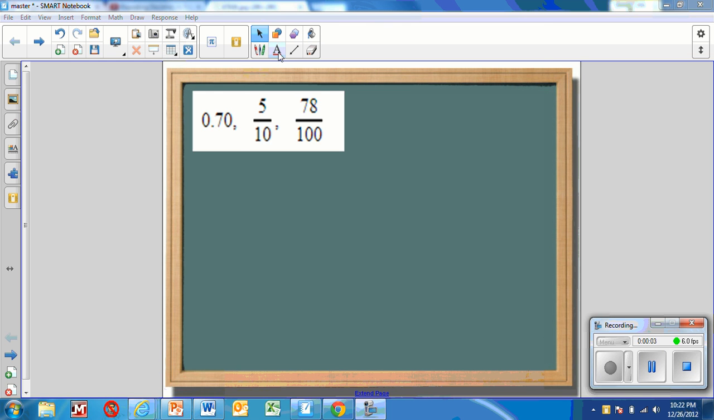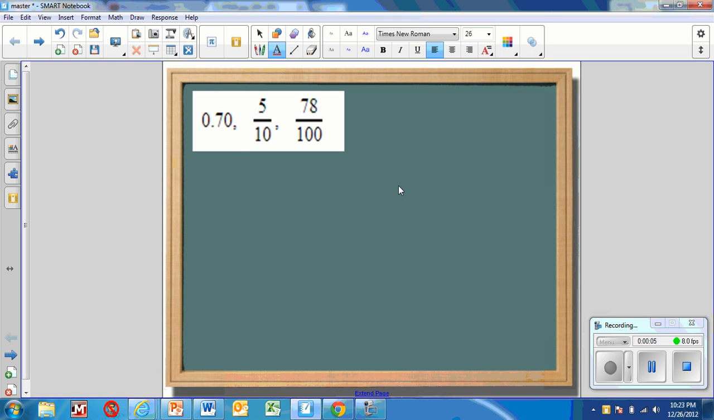This is a lesson about ordering fractions and decimals. What you want to do first of all is always start with what's easiest. You see I have two fractions, so I might as well make everything fractions. The problem I have here is I have one fraction that says 78 over 100, or out of 100 parts I have 78, and another one that says out of 10 parts I have 5.